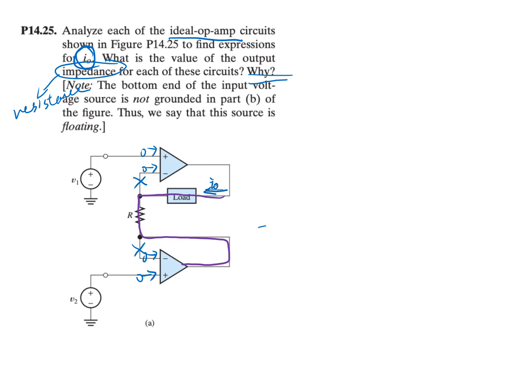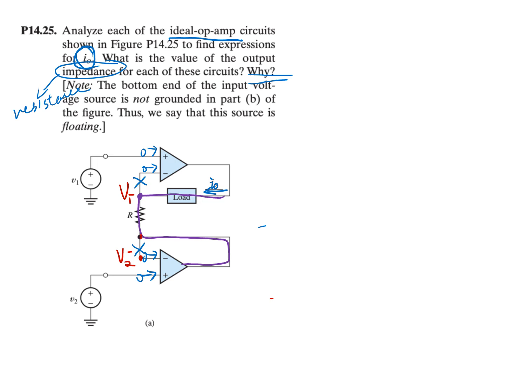Thus, let's say at this node, the voltage is V minus 1, because that's connected to the negative terminal here, and here, let's say that's V minus 2.